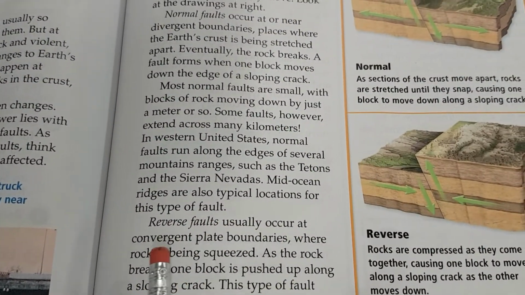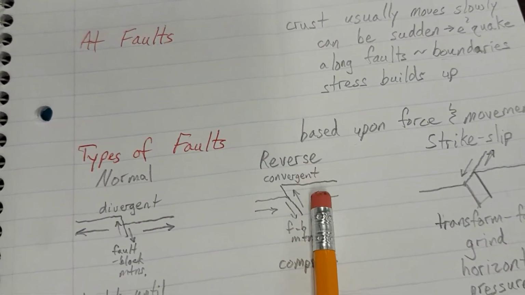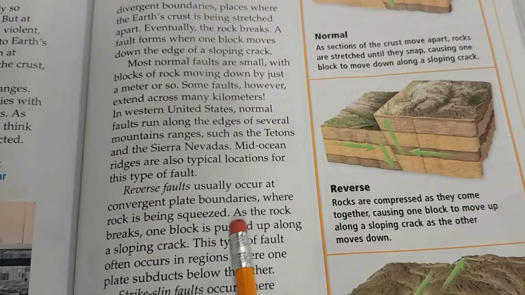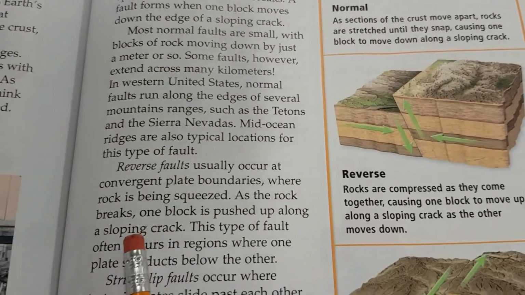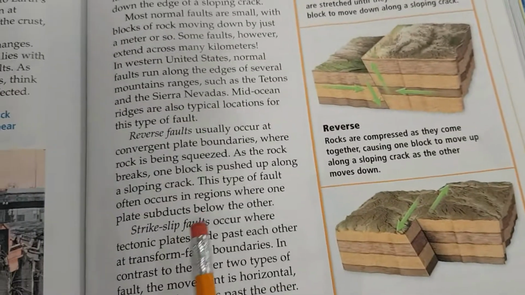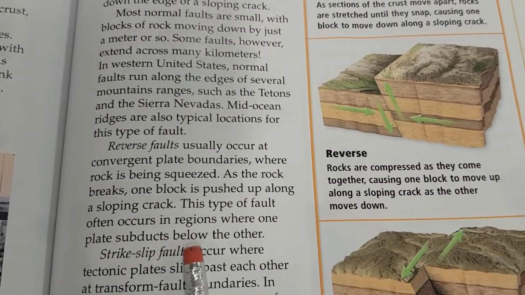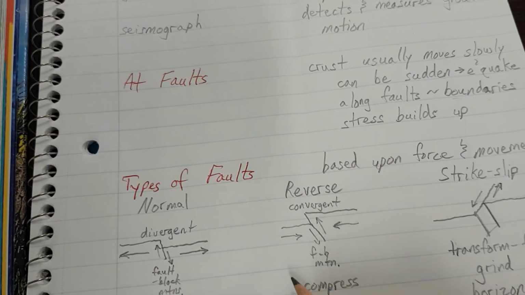Reverse faults usually occur at convergent plate boundaries. Okay, reverse, convergent, we got that correct. As the rock breaks, one block is pushed up along a sloping crack. We can see that rock pushing up along a sloping crack. This type of fault often occurs in regions where one plate subducts below the other.